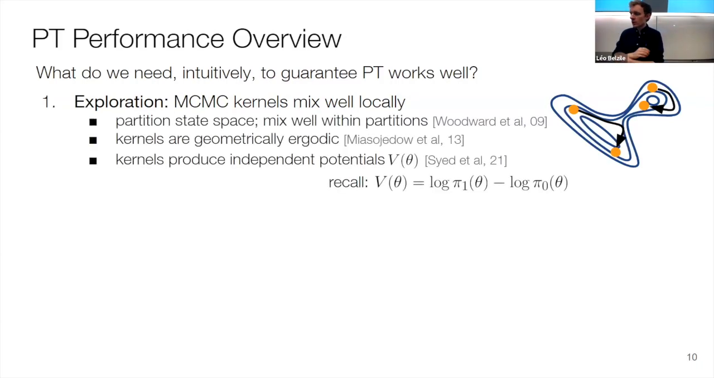In past work on the theory of PT, there have been a couple of approaches to mathematically capturing this. One is to partition the state space and say, well, my explorers move around well within partitions. It's a perfectly reasonable approach. It's not my favorite because I don't often know how to partition a state space. And if you think of those varying scale problems or the noisy manifold, it's not clear what a good partition is to use. In the multimodal case, maybe it's obvious, right? You just separate the modes and say that my kernels mix well within modes.